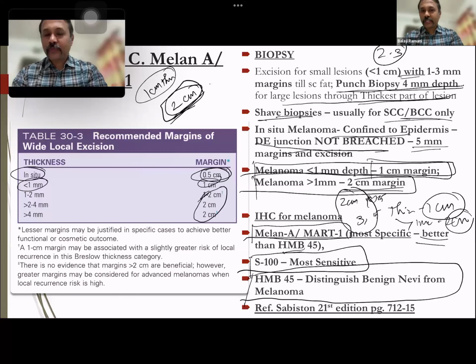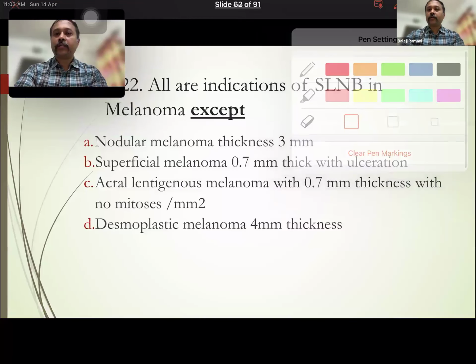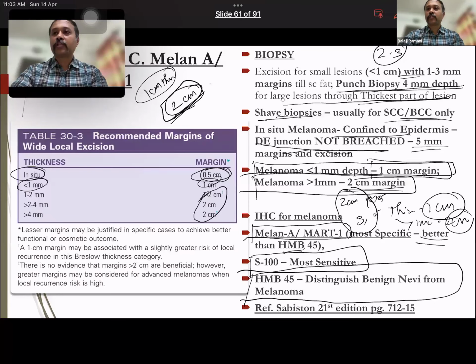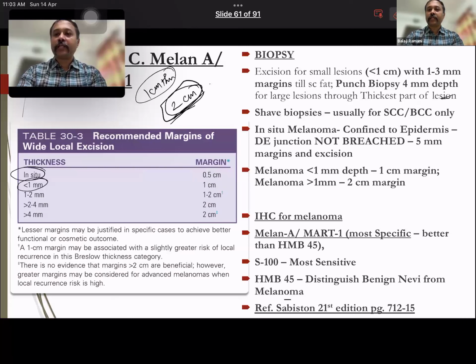Now, the biopsy question has come multiple times. The excision margins have come multiple times. HMB45, S100 and Melan A have come multiple times. So the slide is very important for you to understand the extent you have to remove. For extent, you have to understand this particular slide. Just go through it multiple times. It will give you a very clear answer.